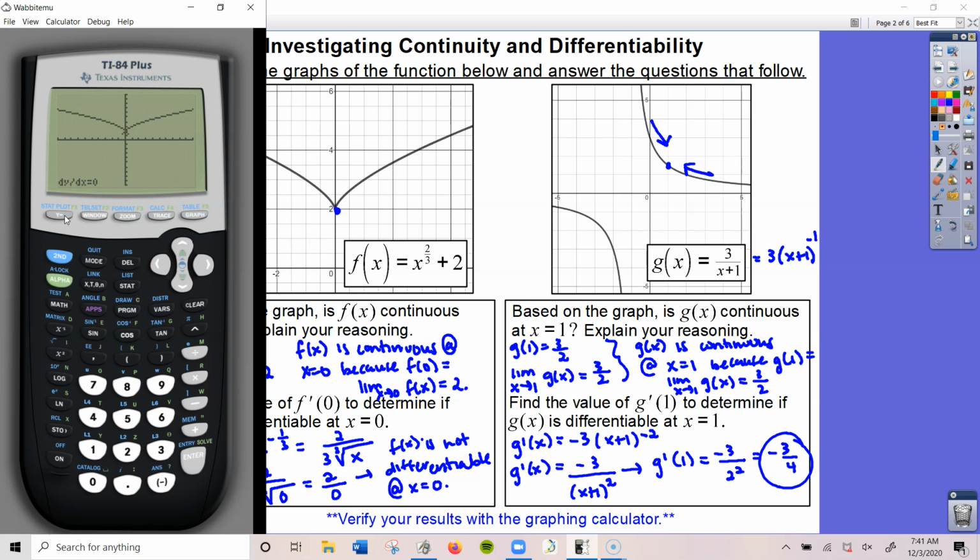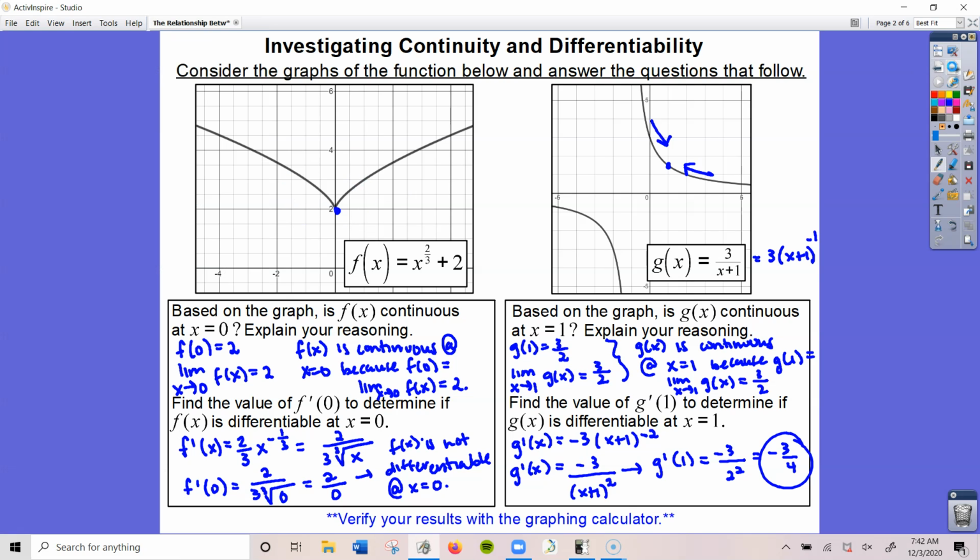Okay, let's look at the second function, however. We have 3 divided by x plus 1. Now I'm going to graph it. I'll go to second calc for dy dx, and I'm going to click on x is equal to 1, and I get negative 0.75, which is negative 3/4. So everything looks good. Now, why did this end up giving me 0?